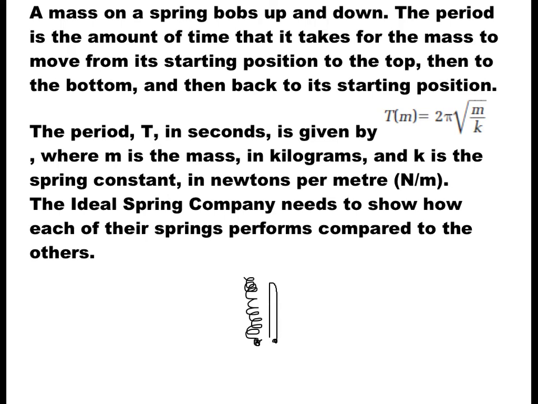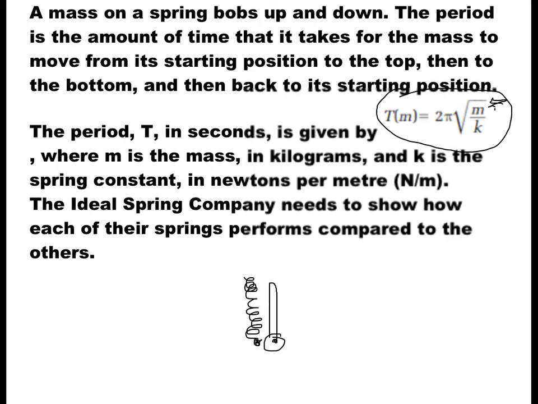And the period is given by this formula. T is equal to 2 pi square root of m over k. M is the mass of the object, which is this guy, and k is the spring constant. Depending on the type of the spring, k is determined by the material that the spring is made up of. Now we have a company which needs to show how different springs perform compared to the other ones.